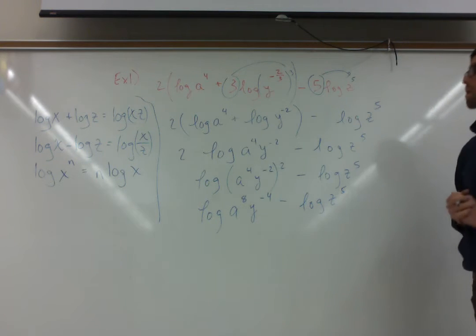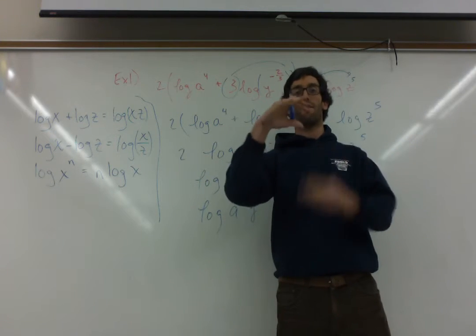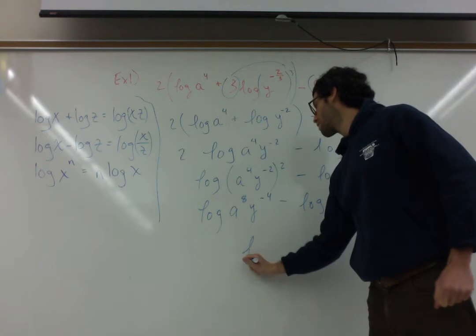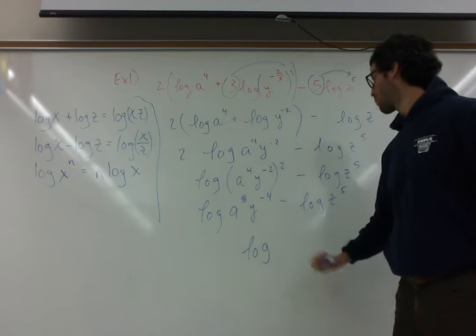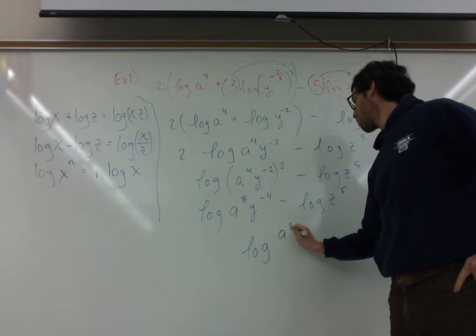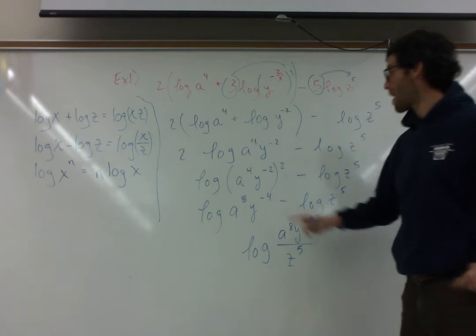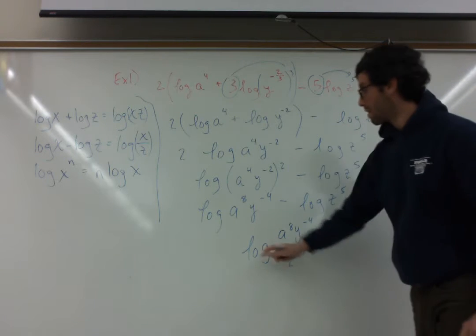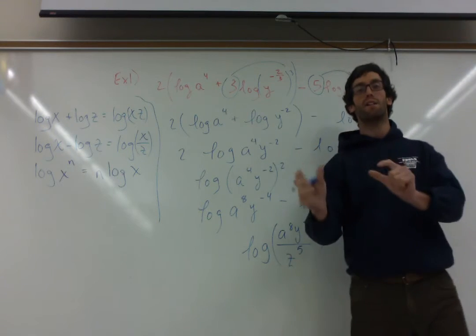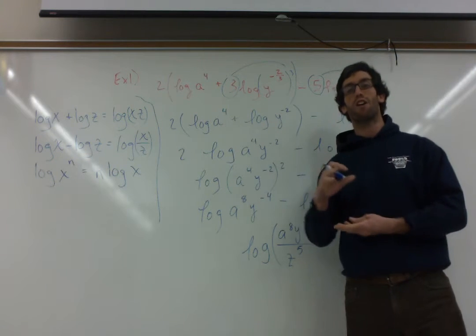And last, I'm going to use the middle property. Log x minus log z is log of the quotient, right? So a single logarithm, and the quotient's going to be this times this. So a to the eighth, y to the negative fourth, over z to the fifth. And when we subtract, we divide the arguments. We have the logarithm of this, not log divided by log. People have made that mistake in the past, okay? You just divide the arguments.